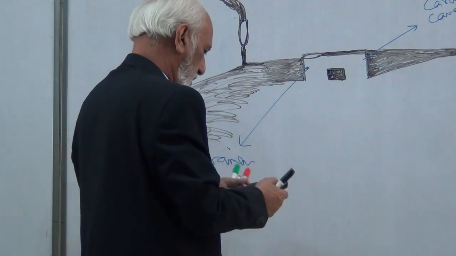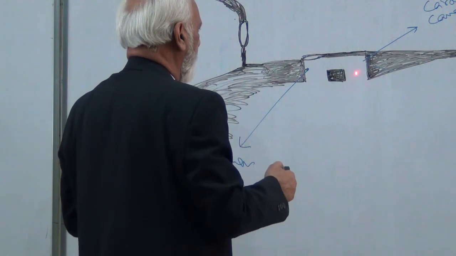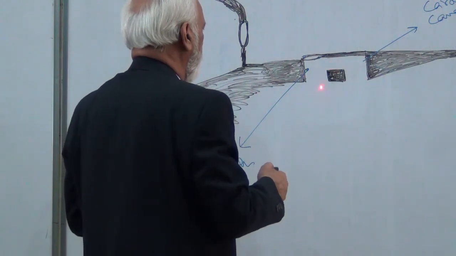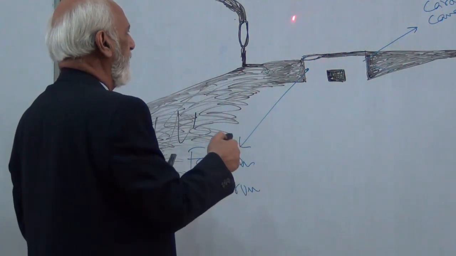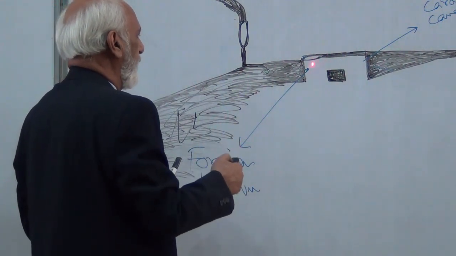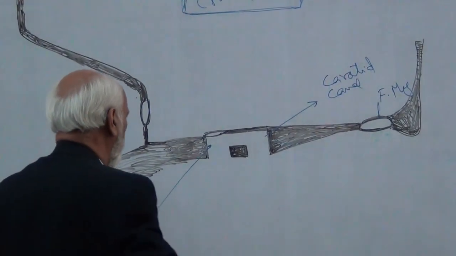You can see here in the norma basalis, this is a carotid canal which runs upwards and then forwards, and then opens into the foramen lacerum instead of directly opening into the cranial cavity. And this is foramen lacerum, and this is opening in the foramen lacerum which opens into the cranial cavity.